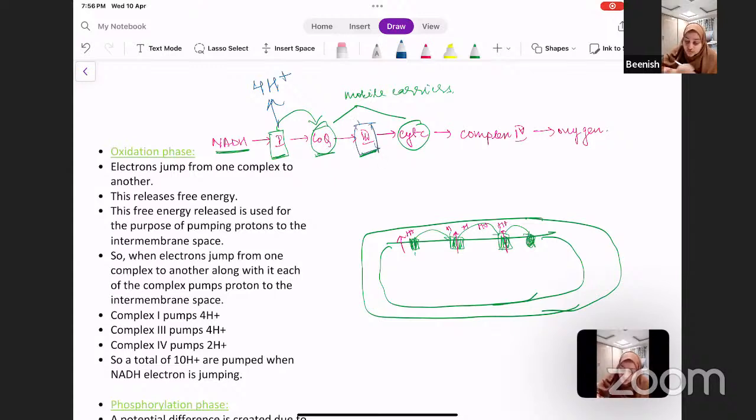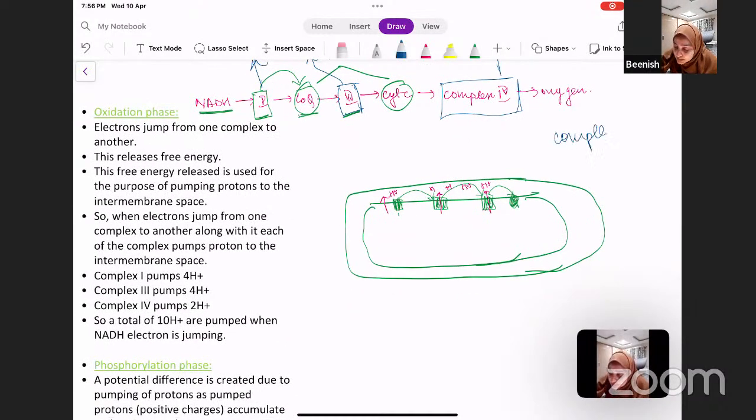Similarly, complex 3 also pumps 4 protons, and your complex 4 pumps 2 protons. And remember, I told you when we were talking about complex 2, that your complex 2 does not act as a proton pump. Why? Because the energy that is released from complex 2 is not enough to pump the protons.